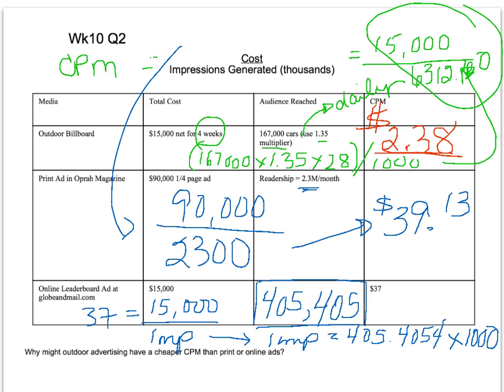405,405. The last question asks you, why might outdoor advertising have a cheaper CPM than print or online ads? Now these numbers are fairly realistic, give or take, and generally you do see a much lower CPM in outdoor, and it's simply because we typically see a less captive audience. When you're in your vehicle driving by a billboard, you are less capable of paying close attention to the messaging than you are if you're reading a magazine or reading a website or what have you.